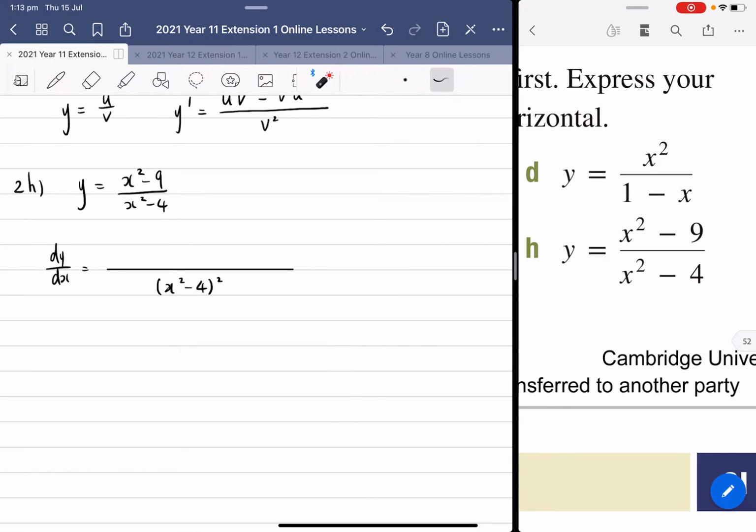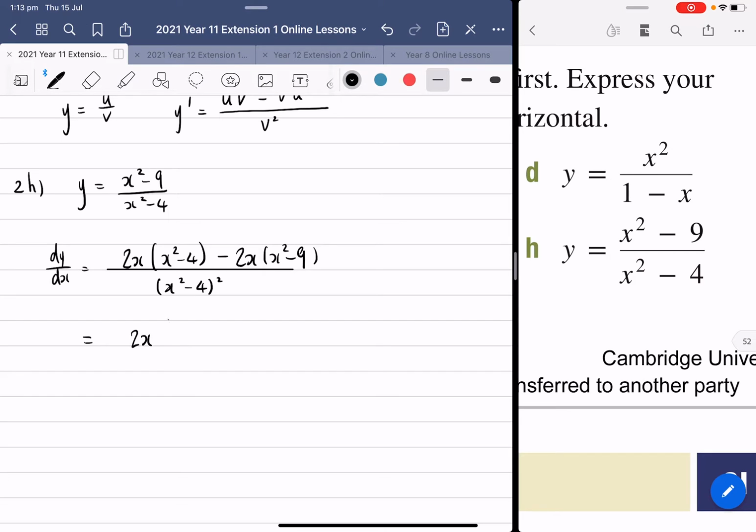Now, the next step is you need to find the derivative of the top first, which is 2x. Then you times by the denominator. Okay, now remember it's minus. Then you find the derivative of the denominator, which is equal to 2x again. And then you times by the top. So if you follow this pattern here, you differentiate the top first, times by the bottom, then you differentiate the bottom, times by the top. It's pretty straightforward.